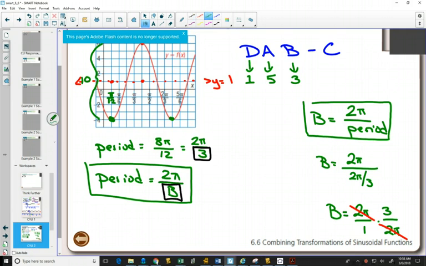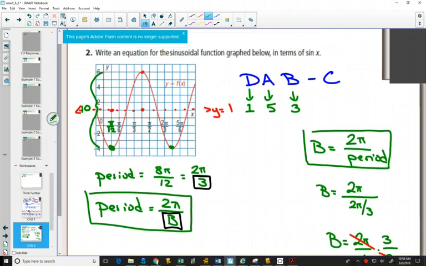Now finally, we need to figure out what our c value is. What is the phase shift? In this example, we want to write an equation in terms of sine. So we're thinking about sine graphs. And so in order to figure out the phase shift, we need to figure out what the starting point is. Where does a sine graph start? A sine graph starts on the center line at a maximum or a minimum.